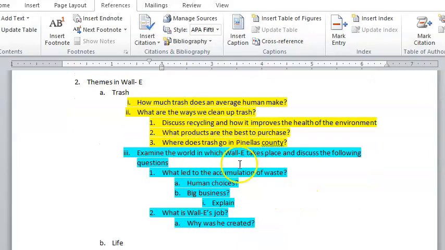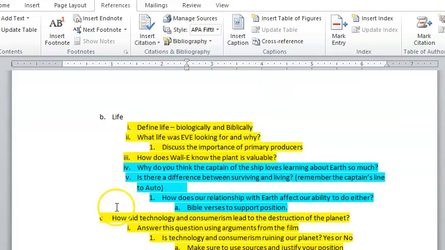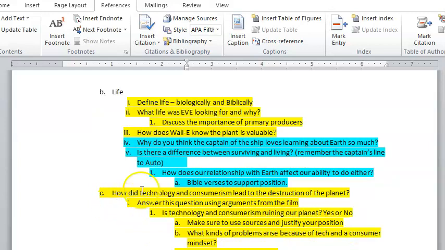Examine the world in which WALL-E takes place and discuss the following questions. So what led to the accumulation of waste? This is your own thoughts. Was it human choices, big business, both? And then explain, of course. And then why is WALL-E created? What is WALL-E's job?